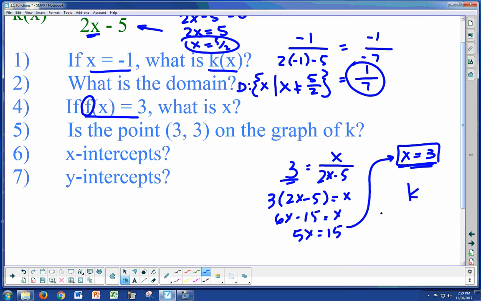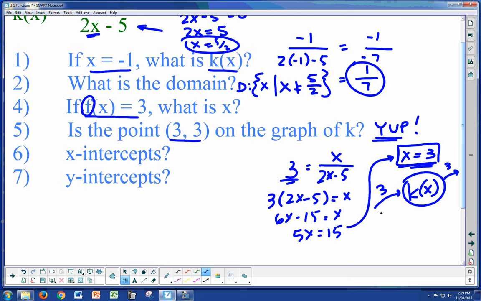So this is what's going on there. We've got a k of x function. Okay, here it is. When we put the number 3 in, we get a number 3 out. How about that? Is the point (3, 3) on the graph of k? You betcha.